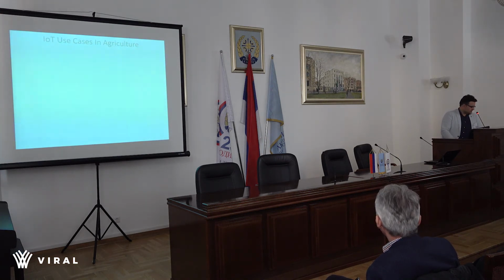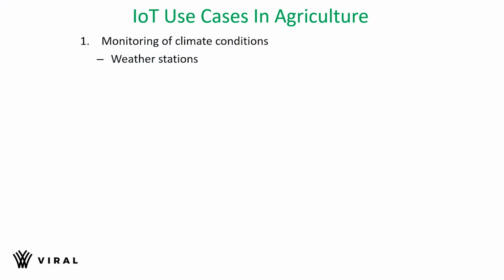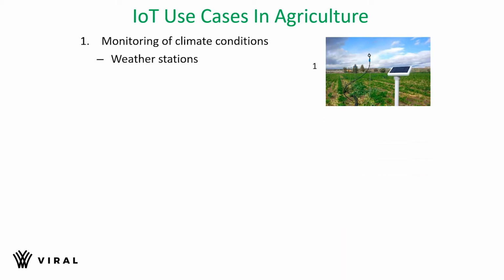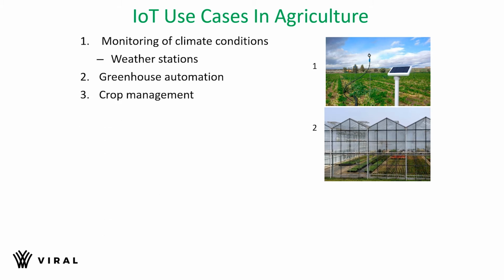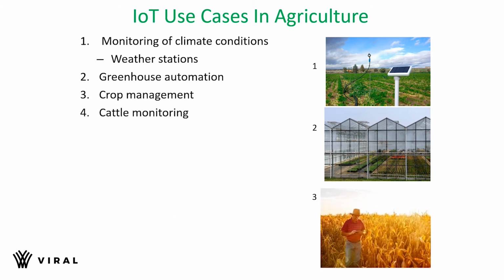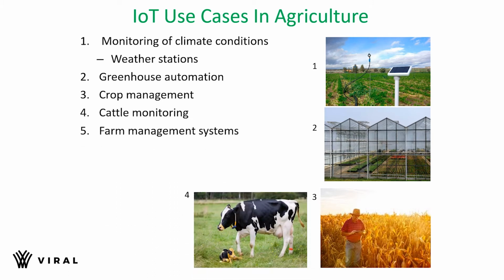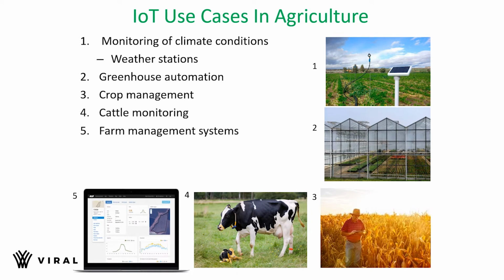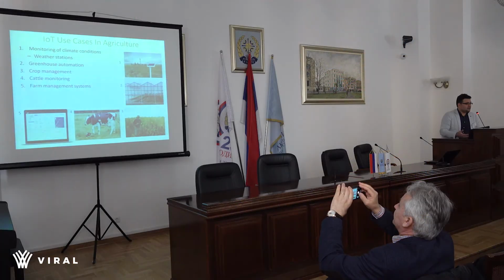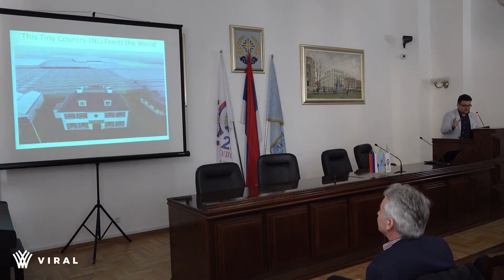But before I introduce our methodology, I would like to show use cases for the people who are working in the agriculture domain. The first one is, of course, monitoring of climate conditions. I think in the first presentation, weather stations were discussed a bit. That might be the first use case of IoT. Then greenhouse automation. In the Netherlands, you can see greenhouses that are very innovative, I should say. The third application might be crop management. The fourth is cattle monitoring, and the fifth is farm management systems. These are some of the use cases in the agriculture domain, but of course you can list many other use cases. These are some of the simple ones.